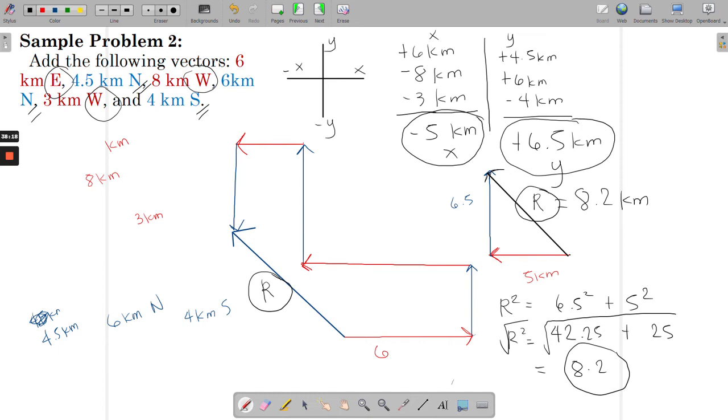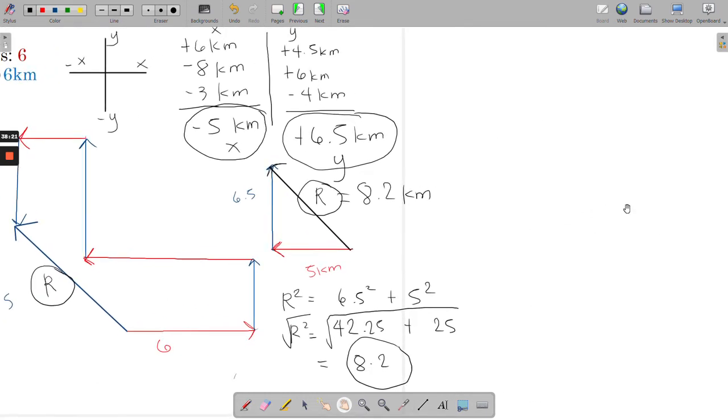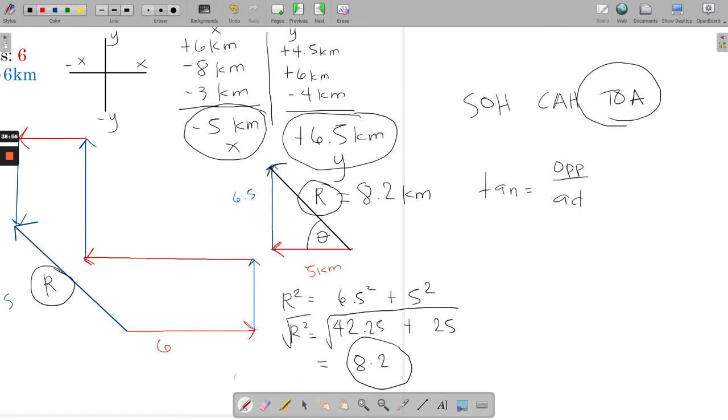Next is you want to use trigonometric functions to solve for the direction of your resultant. So we have to find the angle here. What we can do is use SOHCAHTOA. If you guys are familiar with that, I mean you should be. This is from trigonometry and calculus. So let's use tangent. So tangent is equals to opposite over adjacent. So the opposite of the angle is 6.5. Sorry, that's 6.5 divided by 5. So that should be tangent theta.